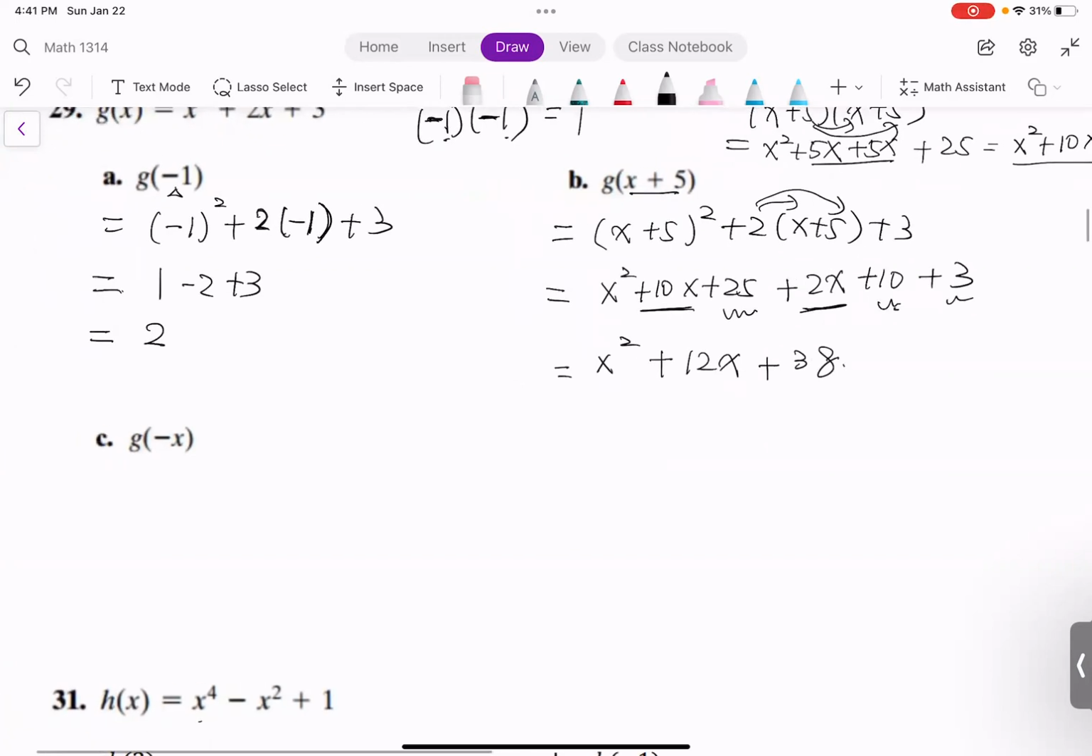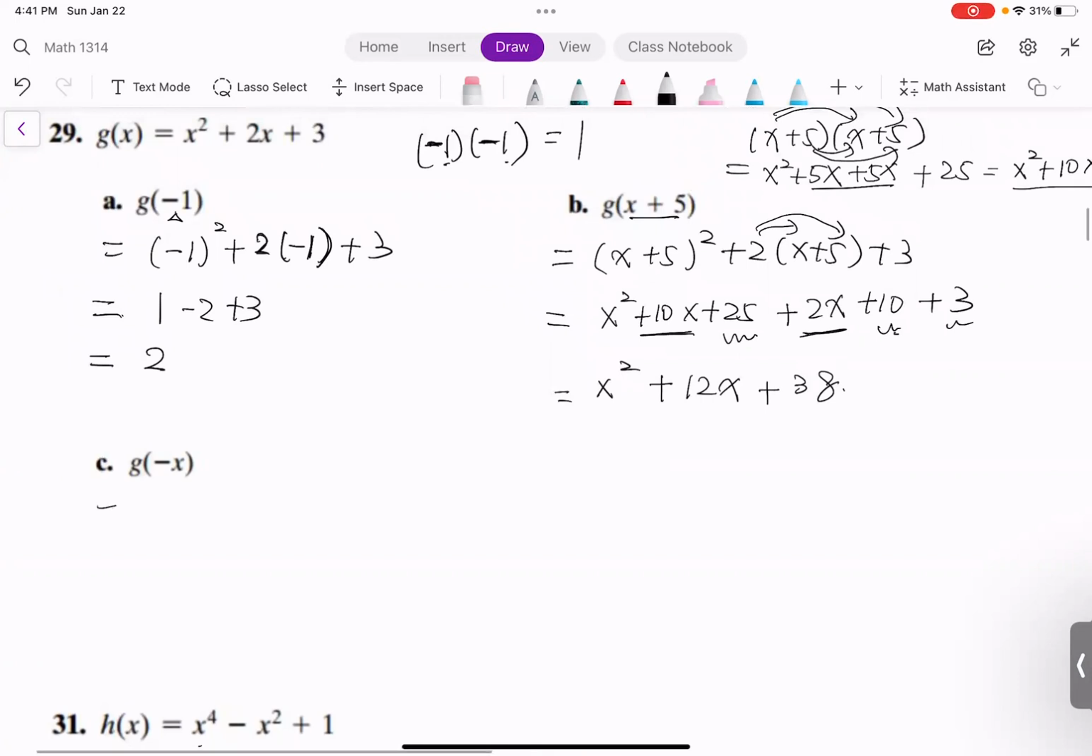Okay, let's see number C. The input is negative x. So negative x squared plus 2 times negative x plus 3.